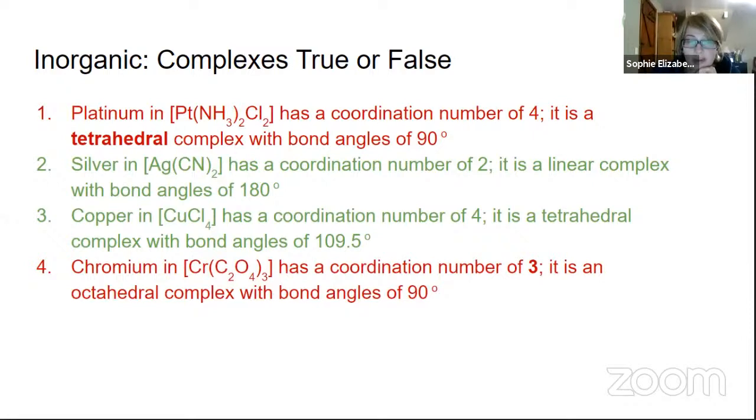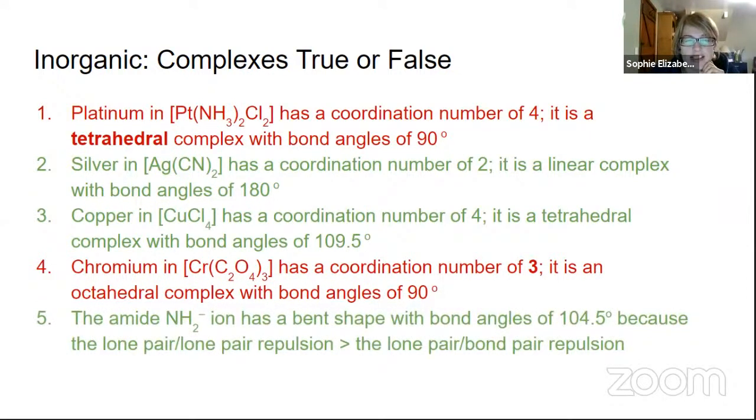So then we've got chromium. In this complex it has a coordination number of 3. It's not a tetrahedral complex, with bond angles of 90 degrees. This is false. The reason why is because although there are 3 ligands in this complex, the coordination number is 6, not 3. The reason being that this is a classic bidentate ligand. Even if you have a bidentate ligand, you're looking at how many coordinate bonds they form. In this case, each ligand will form 2 bonds, so 3 times 2 gives you 6. And anything with a coordination number of 6, think octahedral complex, and with octahedral, like square planar, the bond angles are 90 degrees.